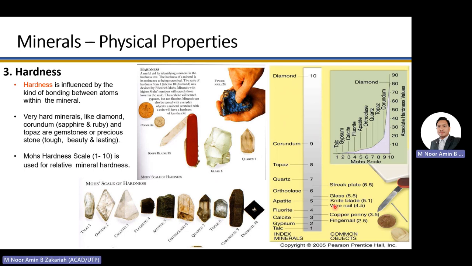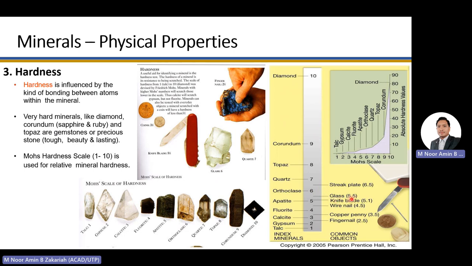Fluorite, we have a wire nail 4.5, knife blade. Okay, a knife blade can scratch fluorite, calcite, gypsum, and talc. So we can use a knife blade, especially if you want to differentiate between calcite vein and quartz vein. When you scratch the calcite vein, the calcite will be scratched. However, if you're using a knife blade to scratch quartz, there will be no scratch appearing on the quartz because quartz has a higher Mohs scale compared to the knife blade.